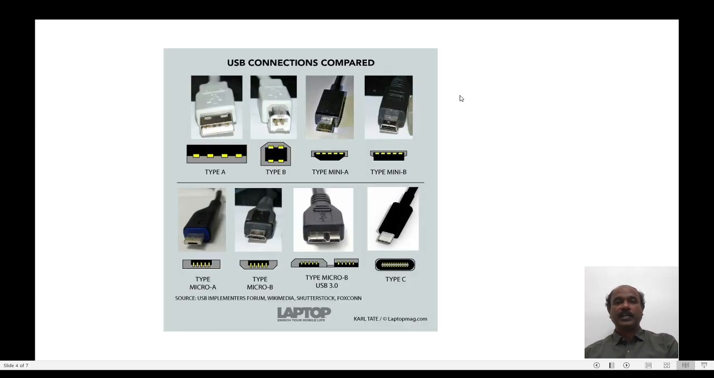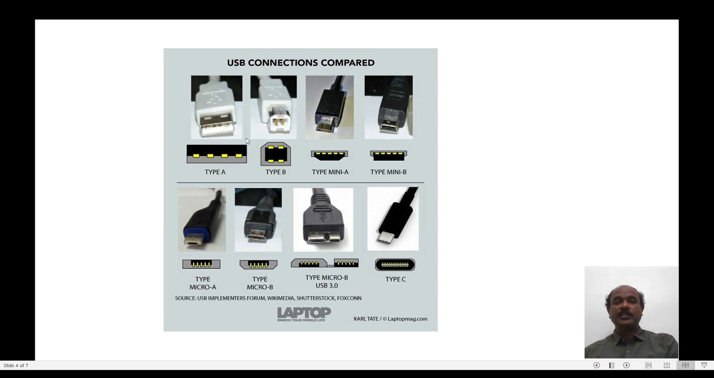Now there are different types of connectors, as I told you, in USB. This type of connector is called Type A. This Type A connector gets connected to the host controller or to the computer. The other end of the cable will have another type of connector, that is, either a Type B connector or a Type C connector, as you can see here, Type C.